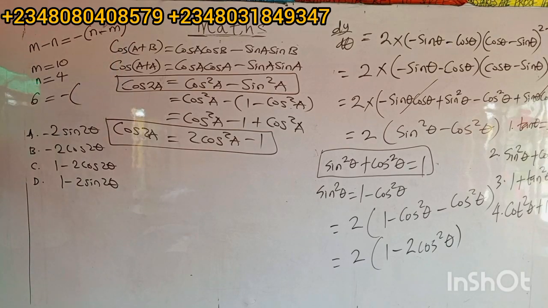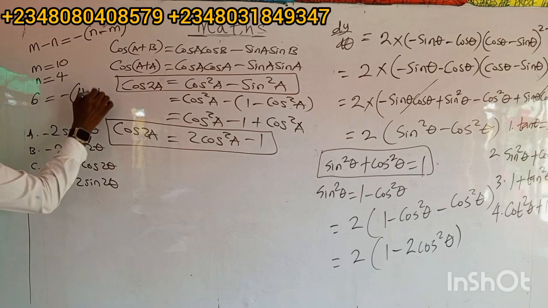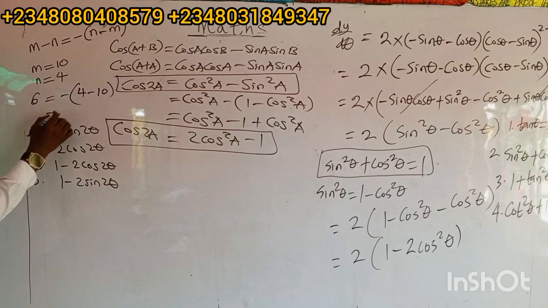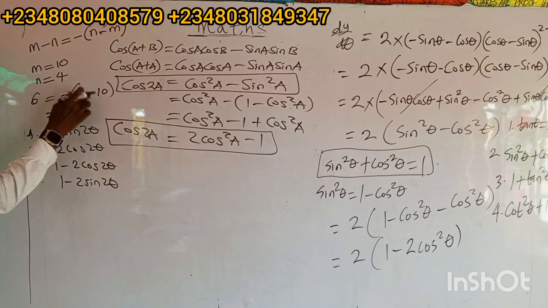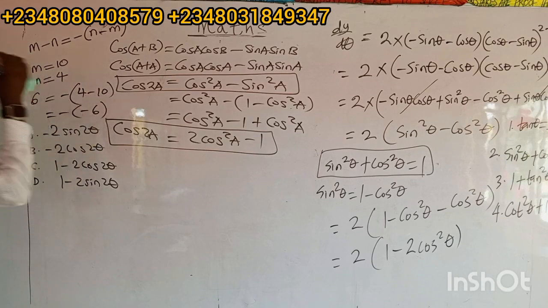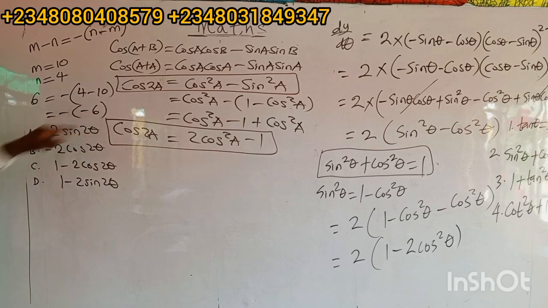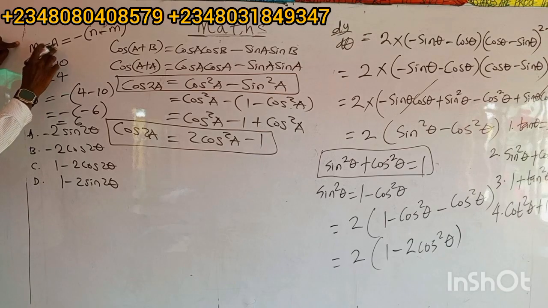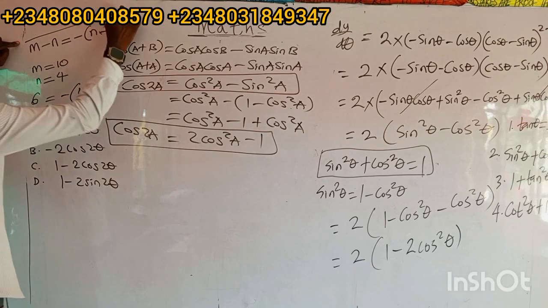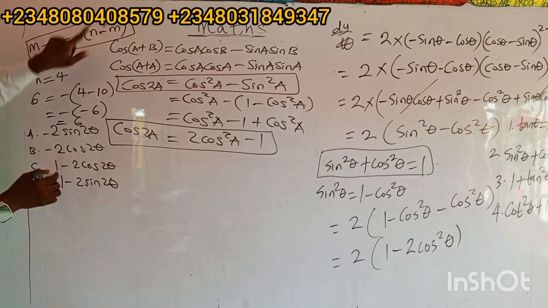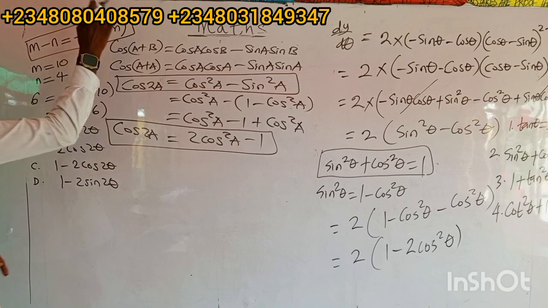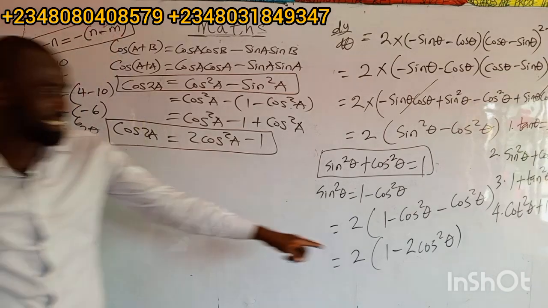So what is our n? This is 4 minus, what's our n? We have 10. So what do we now have here? Minus bracket, 4 minus 10 is what now? Minus 6. Minus times minus will give us what now? Plus. So it means m minus n is the same thing as minus open bracket n minus m. That is what is happening here.